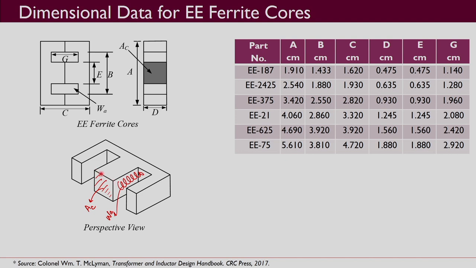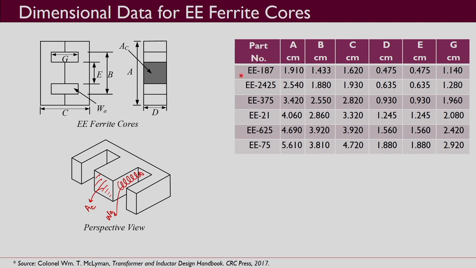And the distance between these two is your E length, and this total length is denoted as the B length. And then further, the total of this is your A, which is the length given here. And then this part of it is your D, that length is also provided. So those dimensional data are given here, the values of them.